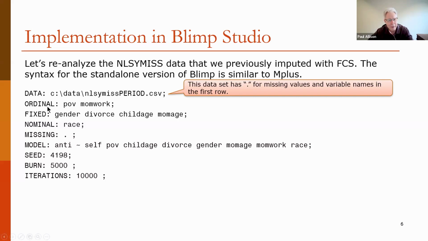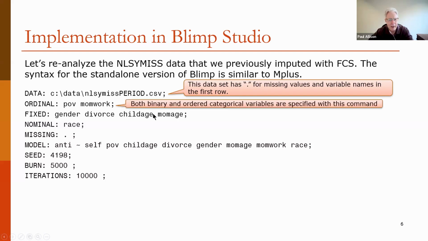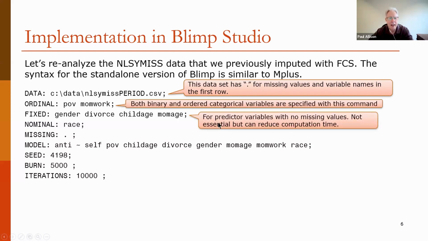In the ordinal command, we specify any variables that are either dependent variables or variables with missing data that are categorical, either binary or ordered. Now, both of these are binary, poverty and mom work. Then the fixed command specifies predictive variables that have no missing data. So these variables never show up as dependent variables, and they don't have missing data. This command is actually not essential, but it can reduce computation time if it knows in advance that these variables don't have to be part of the imputation process.